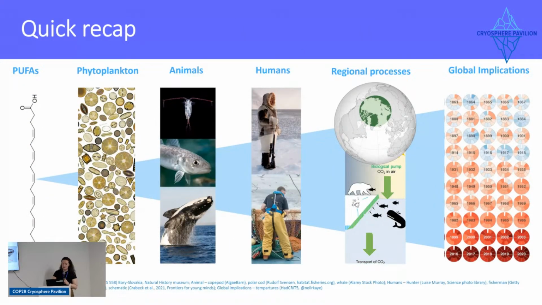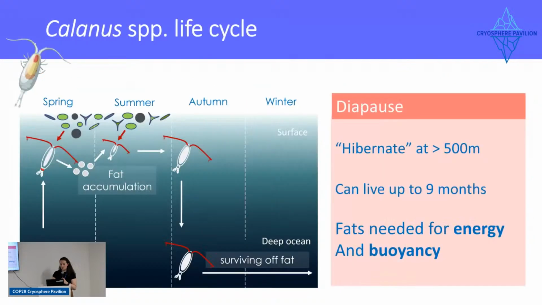Just a quick recap, we've been talking about fats, so that's the molecule side of things. We're talking about phytoplankton, that's the size of cells. The phytoplankton are then consumed by the zooplankton, which are then consumed by the fish and the whales. And we'll go through.